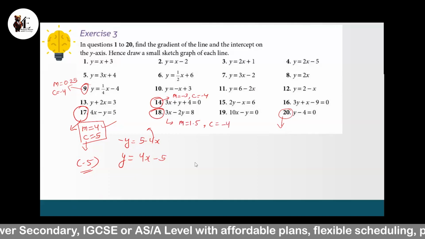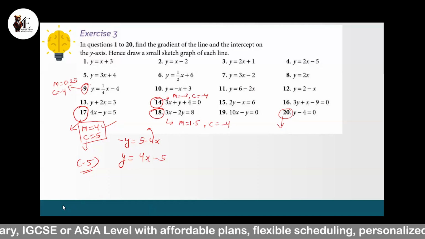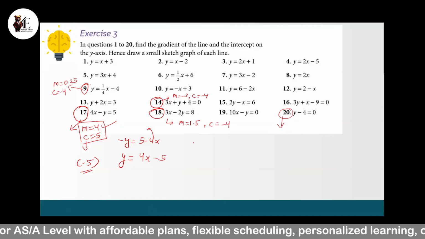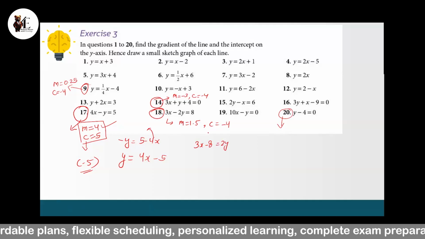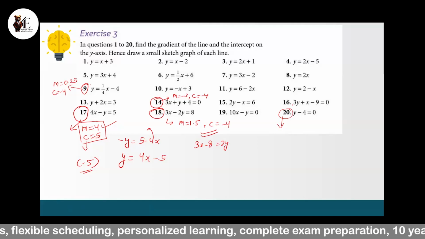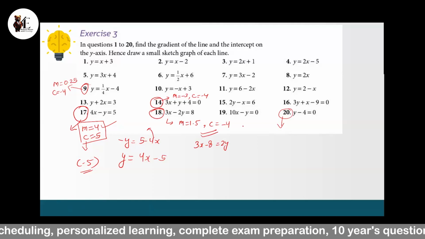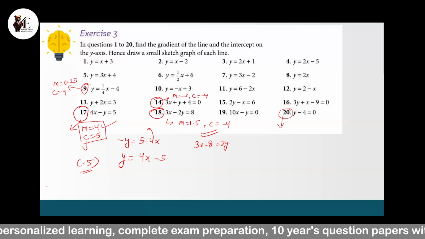Okay, let's check this. So it will be 3x minus 8 is equals to 2y. Yeah, it's correct. And you haven't finished question number 20, right? No. Okay.